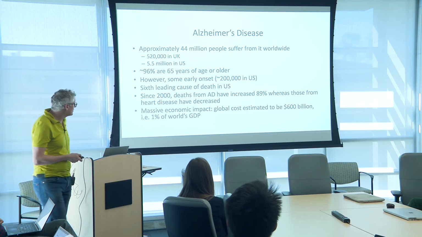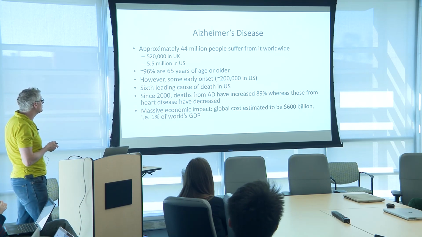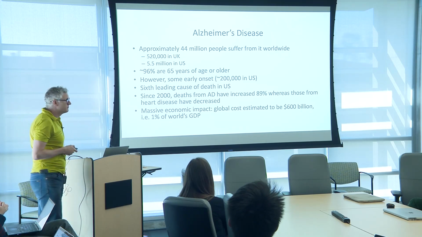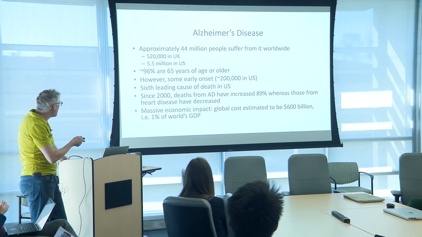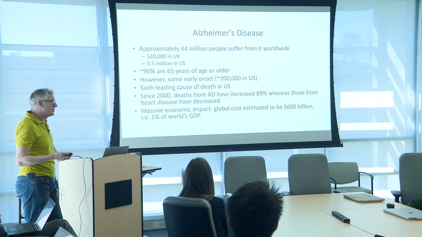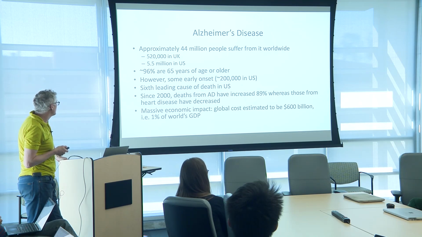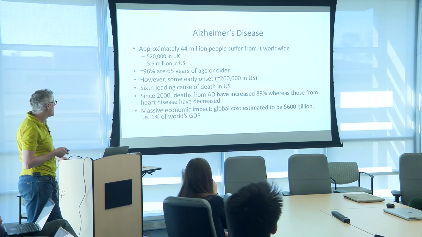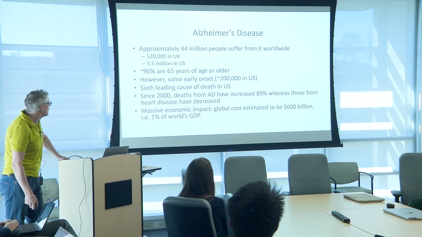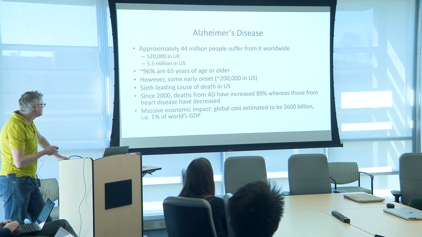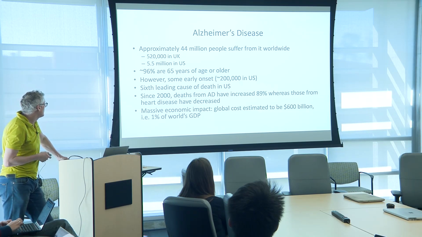We've specifically focused on Alzheimer's disease, and there are good reasons for that. Worldwide, there are about 44 million people who suffer from it. In the UK, where we work, about 520,000, and about 5.5 million in the US. Now, obviously, many of these are elderly people, so about 96% of patients are 65 years of age or older. However, there is early onset Alzheimer's. In the US, there are about 200,000 cases of early onset Alzheimer's. It does affect a wider range of people.